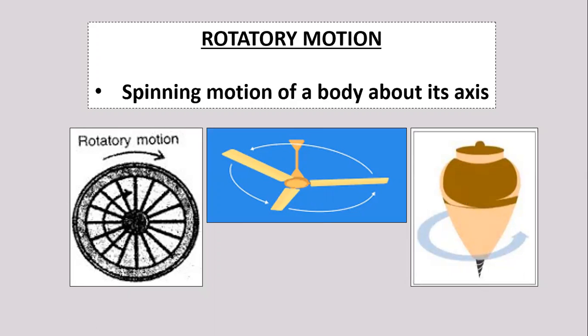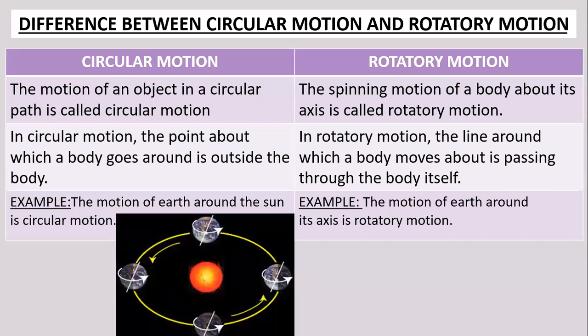The rotation of Earth on its axis. These are all examples of rotatory motion. So what is the difference between circular and rotatory motion? Circular motion is the motion of an object in a circular path. And in rotatory motion, the body is actually spinning. It is moving round and round about its axis.